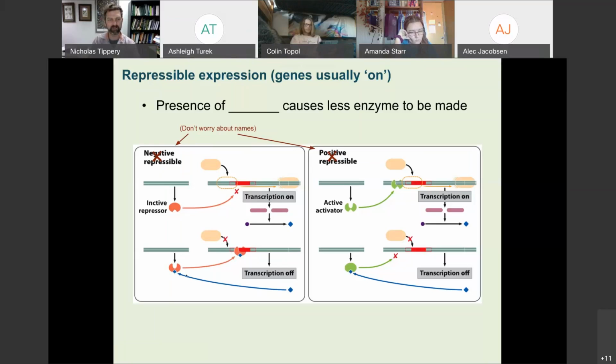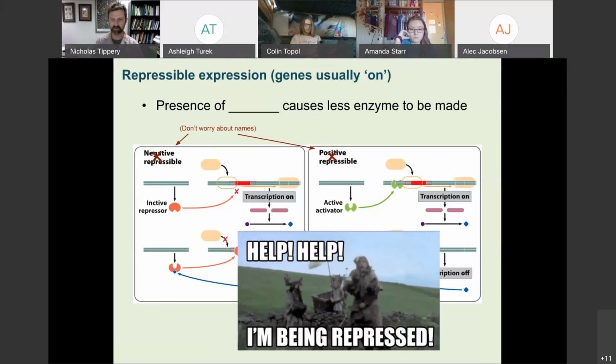So now we have on the left an active repressor stops transcription. On the right, an inactive activator also stops transcription. And then your genes complain that they're being repressed.